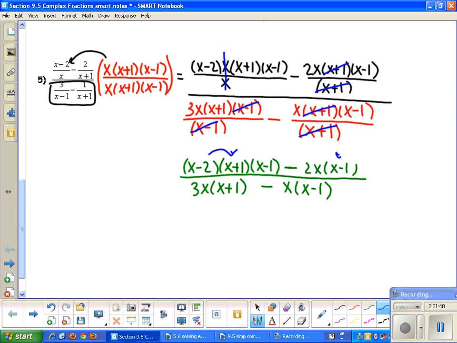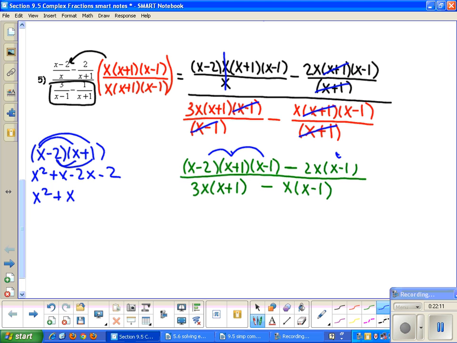So I need to multiply this times this first. So I'm going to do that off to the side. So x minus 2 times x plus 1, you can use the box or FOIL method. I'm just going to go ahead and use FOIL. So x times x gives me x squared. That would be plus x minus 2x, and then minus 2. So that gives me x squared minus x minus 2, sorry.